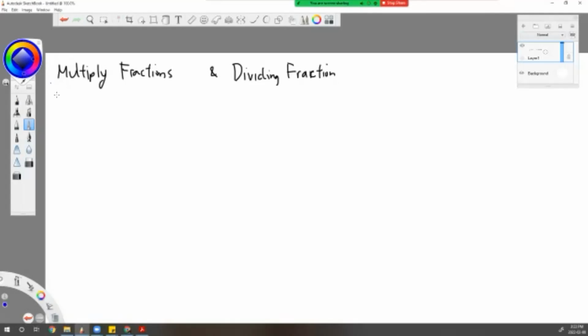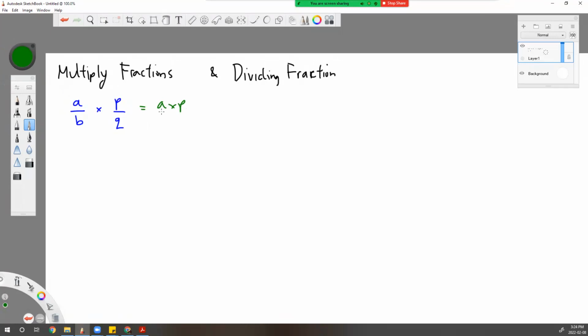So when you do multiplication, for example, a over b times p over q, I just put any numbers here, any variables, it equals a times p over b times q. That's the rule. So you just multiply the denominator by its denominator and the numerator by its numerator.